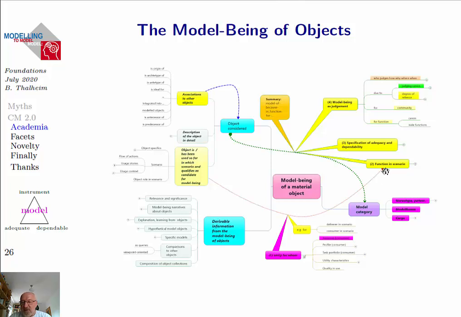Based on that, we can now specify the adequacy and dependability. We can also judge why this object is considered to be a model. Of course, this will be given by somebody who judges. And this judgment has to come with some kind of description of why we consider this object a model.